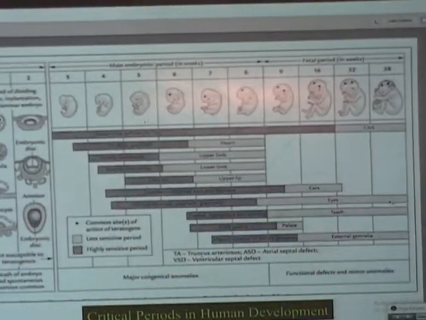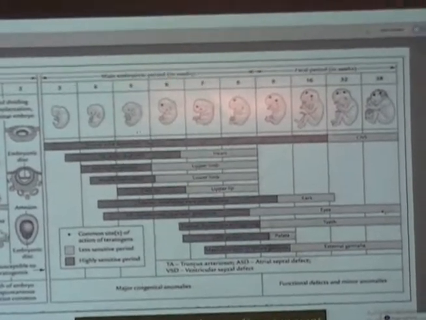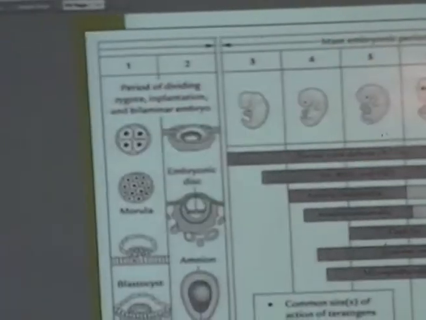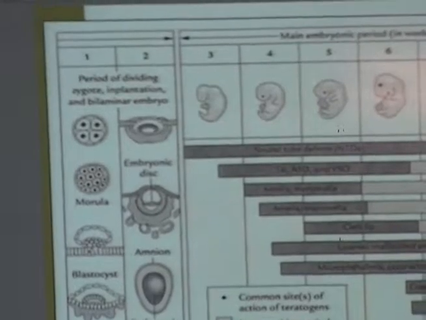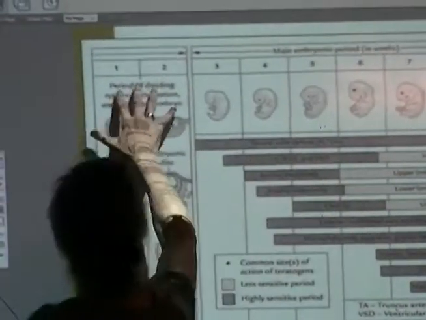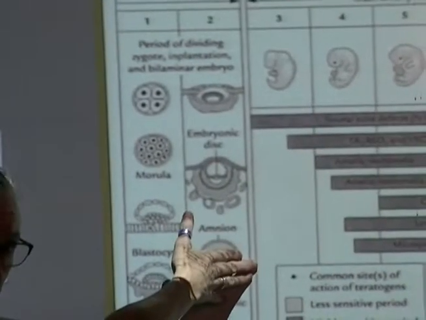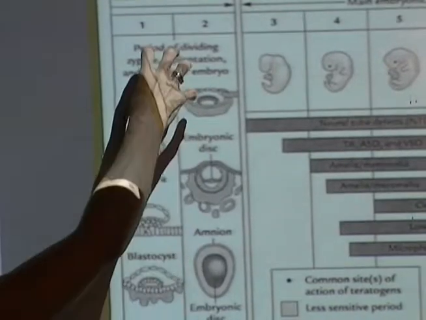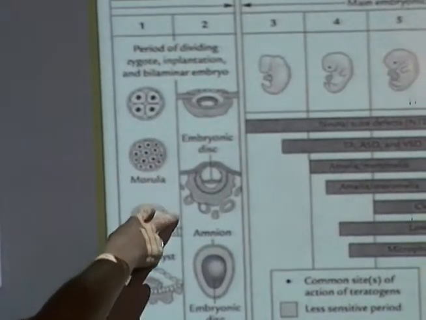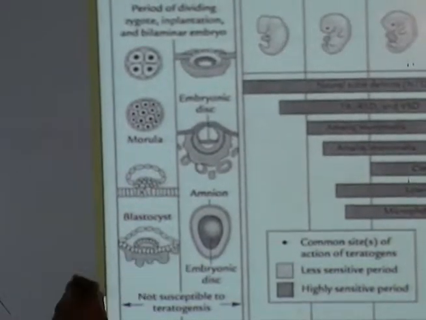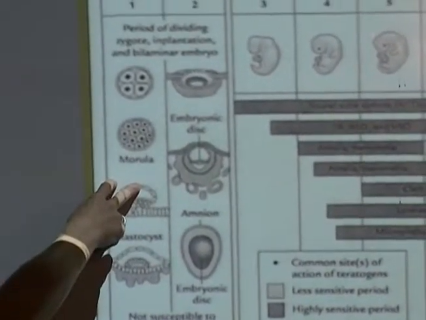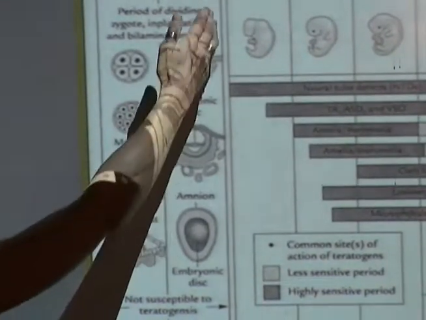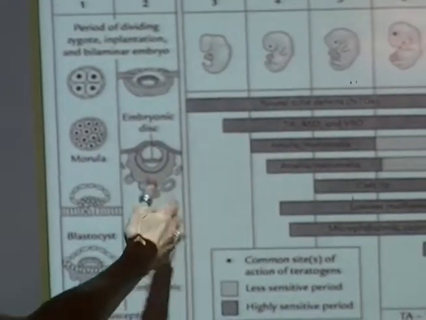So this figure gives you a visual description of which tissues are at most risk, and at what time. Remember we said that in the first two weeks the placenta was not attached, so there's no risk from teratogens during the first two weeks after conception, because there's no direct link between the mum and the baby. The placenta is in place between weeks 2 and 3, so once we get to week 3, we start to see some risk.